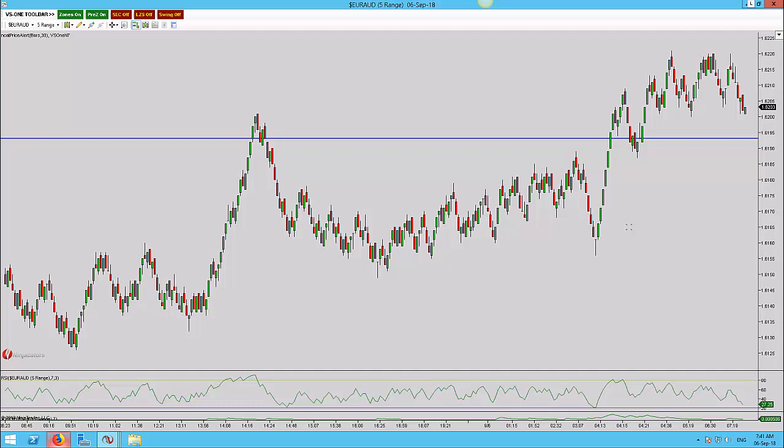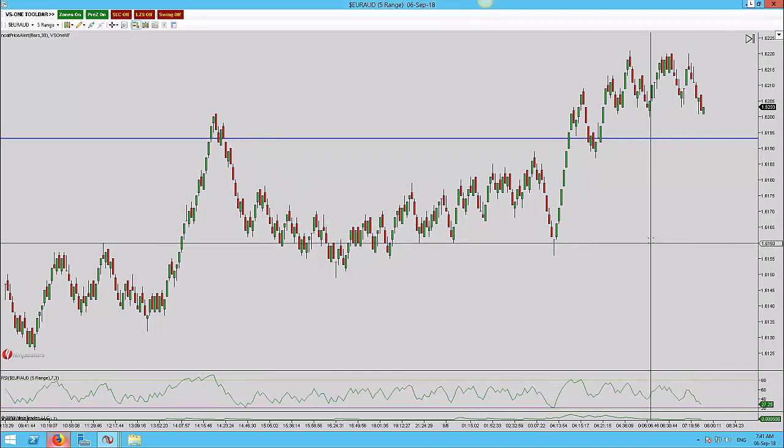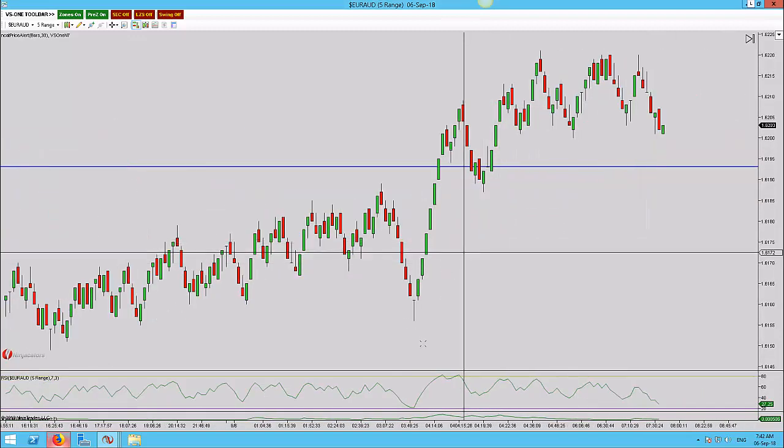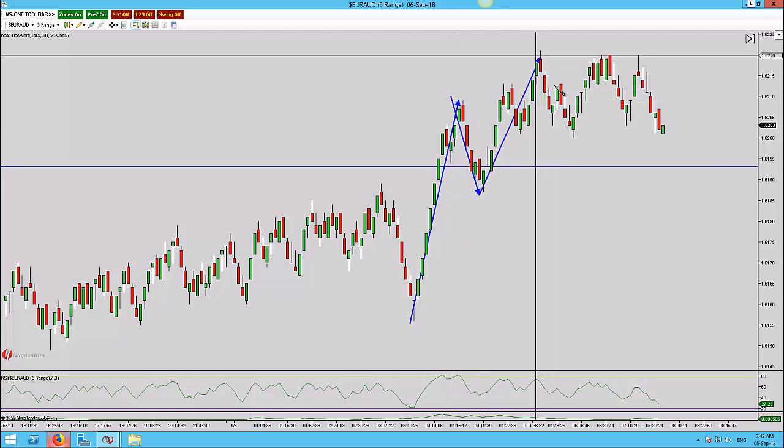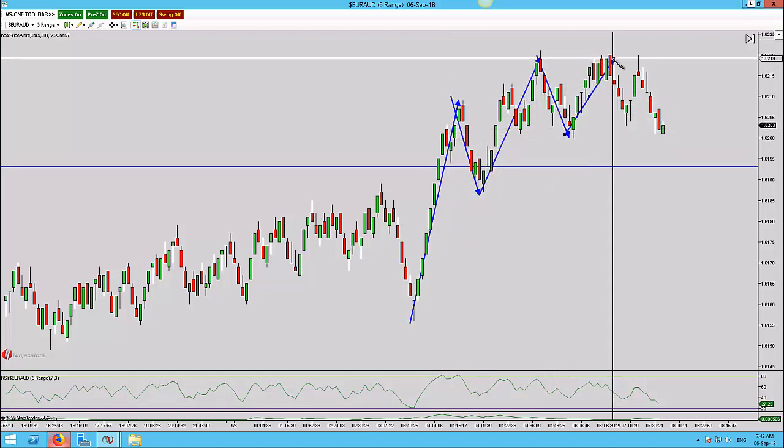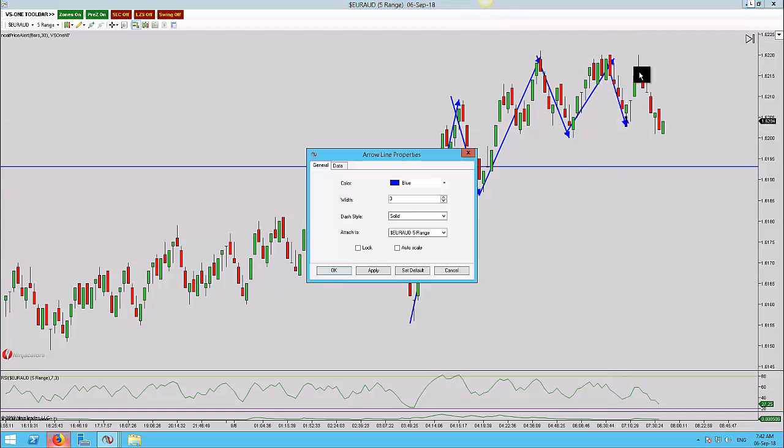Here we are on the Euro Aussie 5 range, and there is a potential head and shoulders setting up. I'd like to talk through, if this comes off, how I'm going to get my entry, why I'm looking for a head and shoulders here, and how I'm really going to handle the trade.